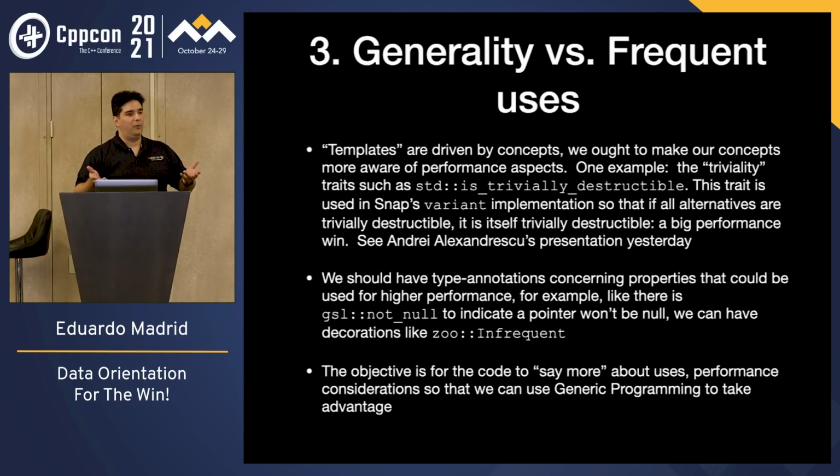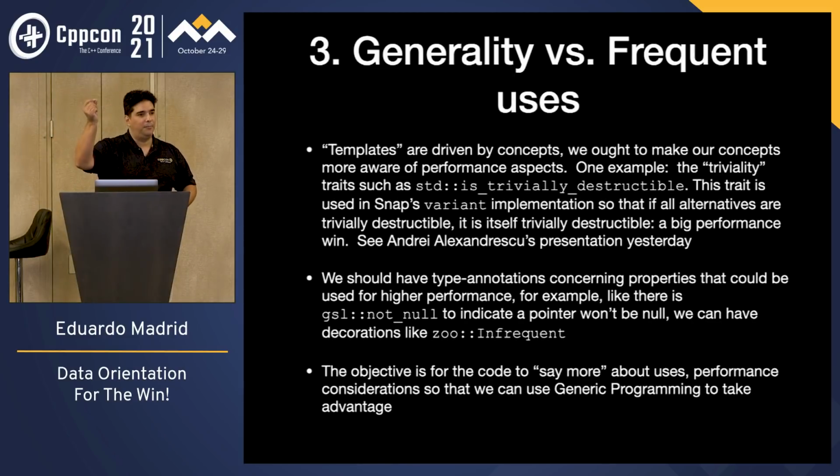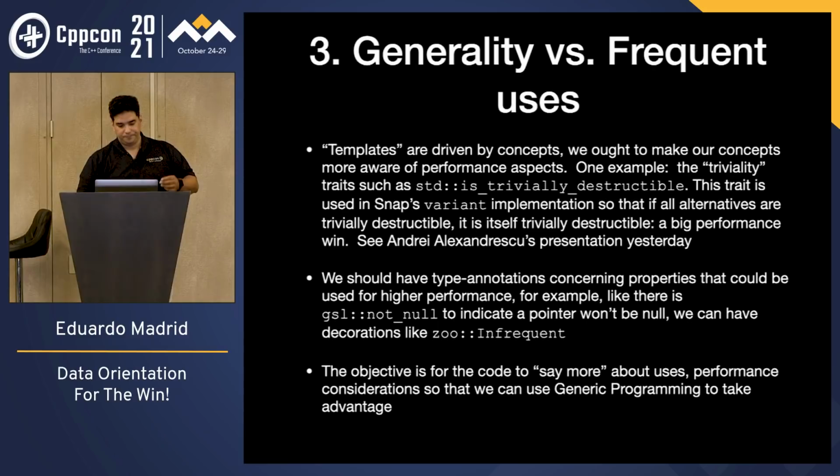And why were we able to do this? Because there is that one performance-sensitive descriptor trait that requires compiler magic, which is trivially destructible. Okay, now we can do more than that.